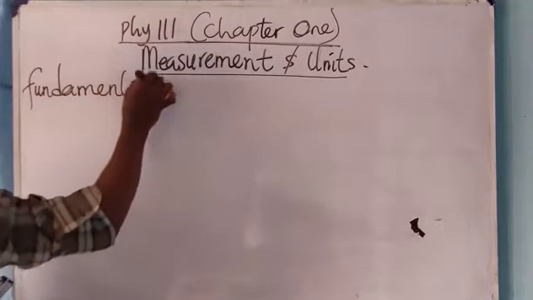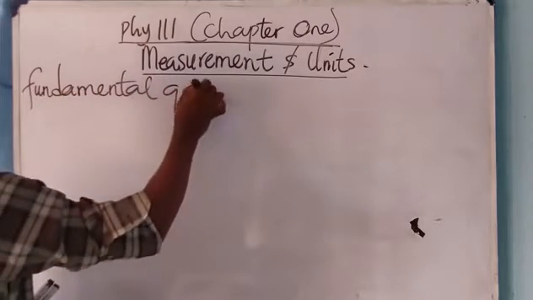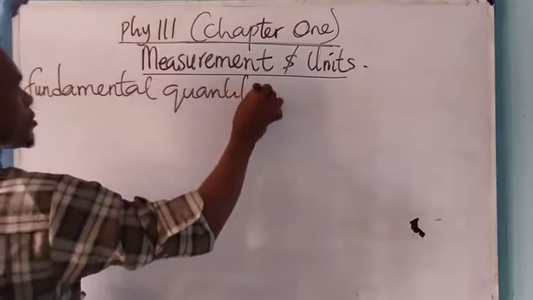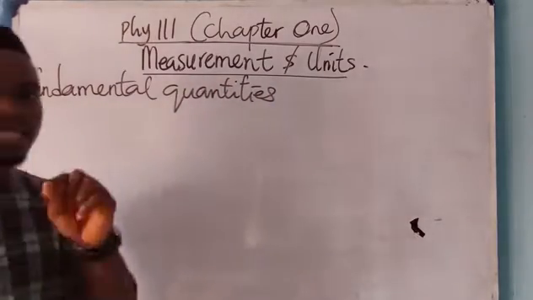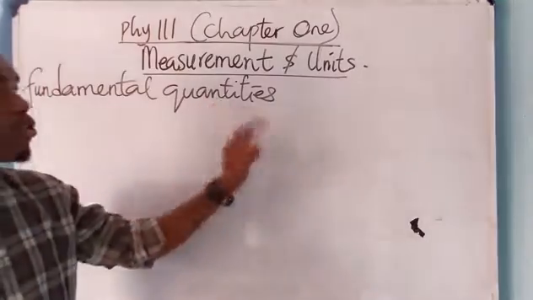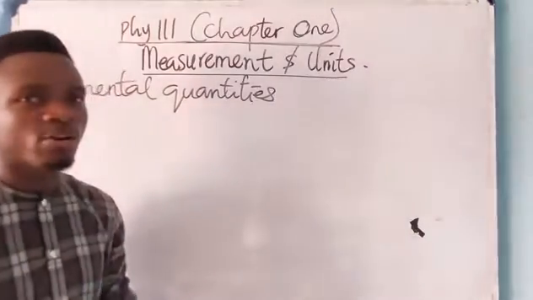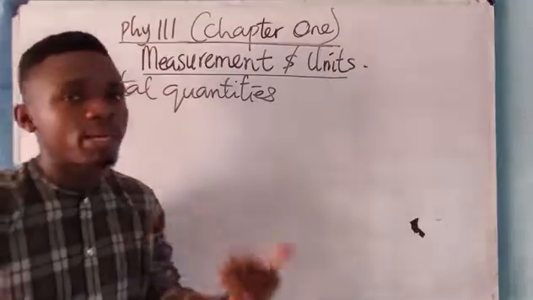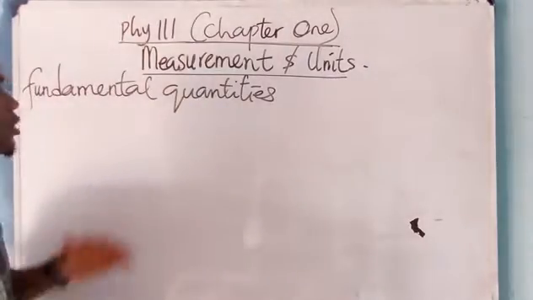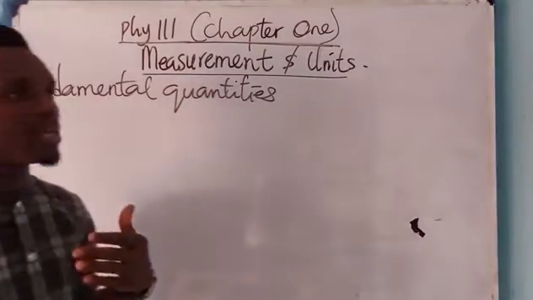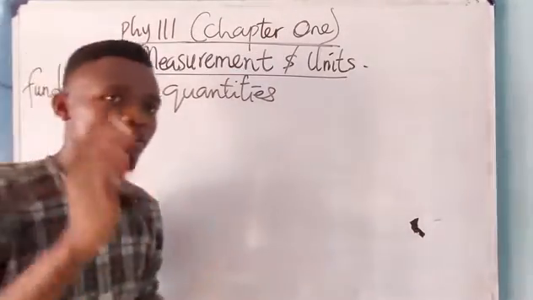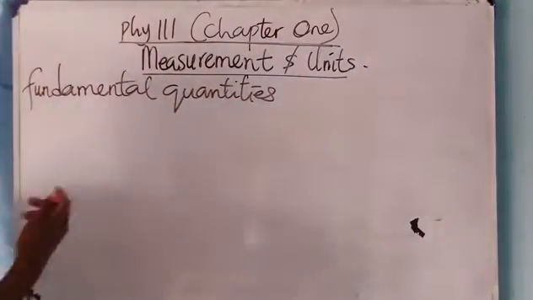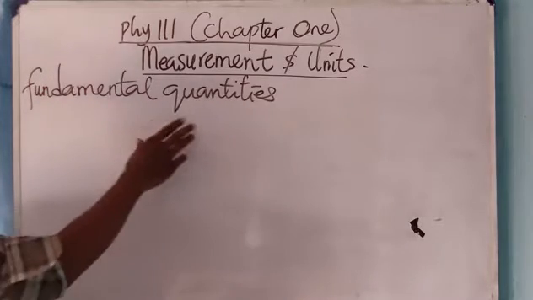Now, what is the meaning of fundamental quantity? Fundamental quantities are quantities that are independent of other quantities, all right? They can exist by themselves. They do not depend on any other quantity. Now, what are some examples of these fundamental quantities?